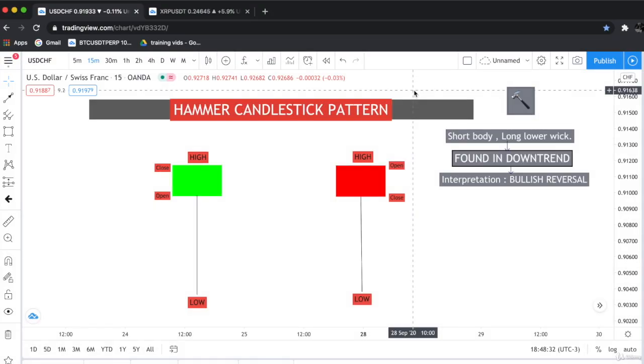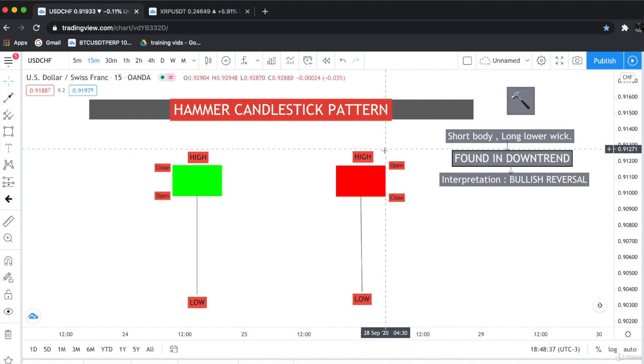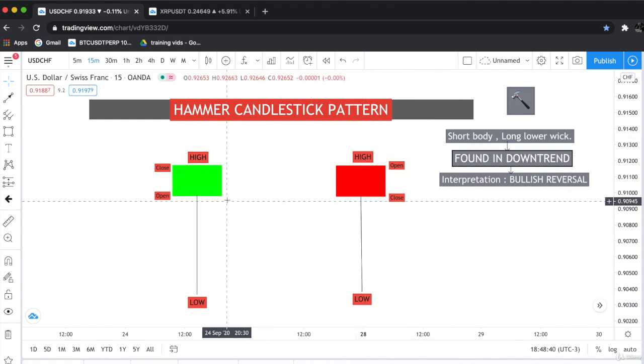This is the hammer candlestick pattern. As the name states, hammer. The hammer candlestick pattern is just like a hammer with a short body and long lower wick.